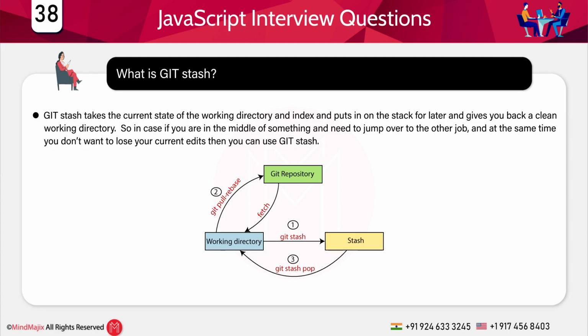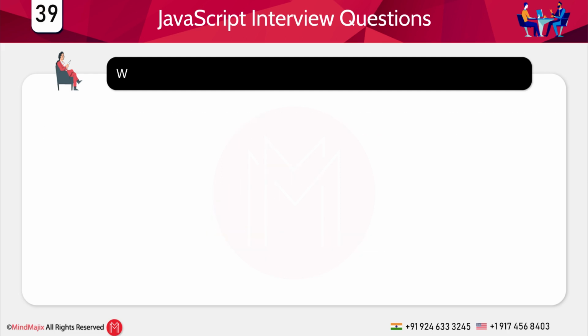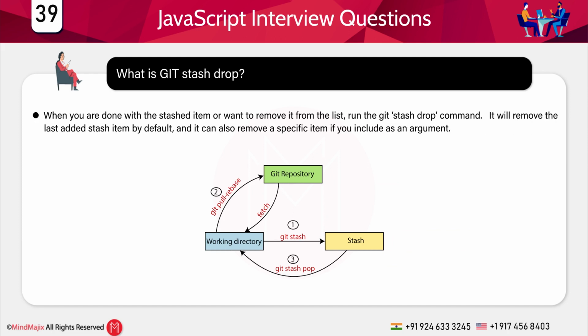In case you are in the middle of something and need to jump over to other jobs, and at the same time you don't want to lose your current edits, then you can use Git stash. What is Git stash drop? Whenever you are done with the stash item or want to remove it from the list, run the git stash drop command. How will you know if a git branch has already been merged into master?